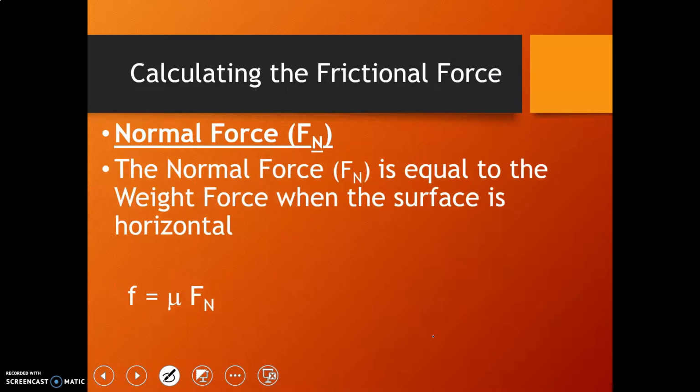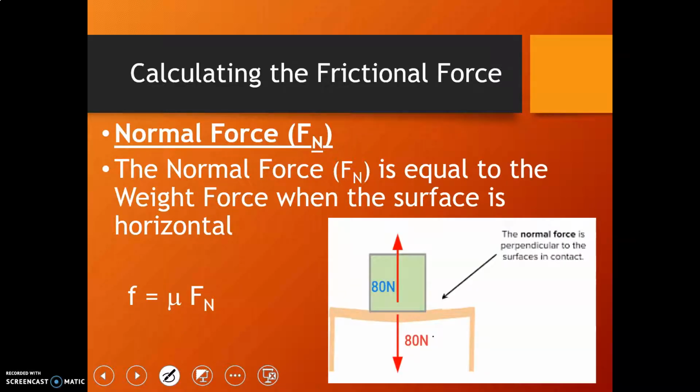When we say normal force, you need to know that it is equal to the weight force when the surface is horizontal. So for this box on the table, the weight of the box is a downward force of 80 newtons. That means the normal force is equal and opposite, so it's going upward. The normal force is 80 newtons.